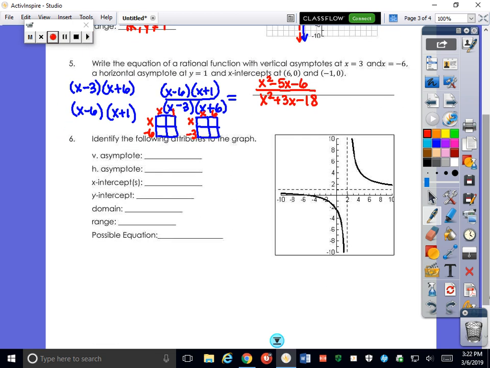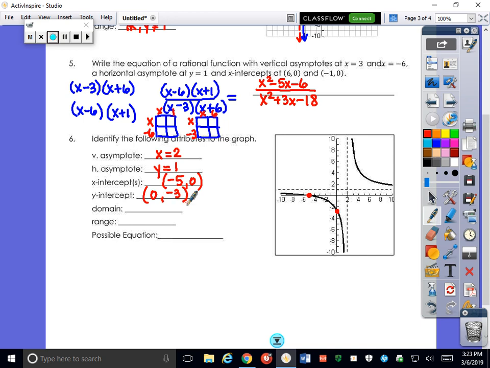All right, for number 6, all you're doing is looking at the picture and coming up with the information. So for the vertical asymptote, you're looking for the vertical dashed line. That's at x equals 2. Horizontal asymptote is the dashed line horizontally. That's y equals 1. The x-intercept, we're looking for where it crosses the x-axis. It looks like that's at -5. Y-intercept is where it crosses the y-axis, and that's going to be at, ooh, that's ugly. It looks like 2.5. We're going to go ahead and estimate that and make it a 3 for nice purposes.